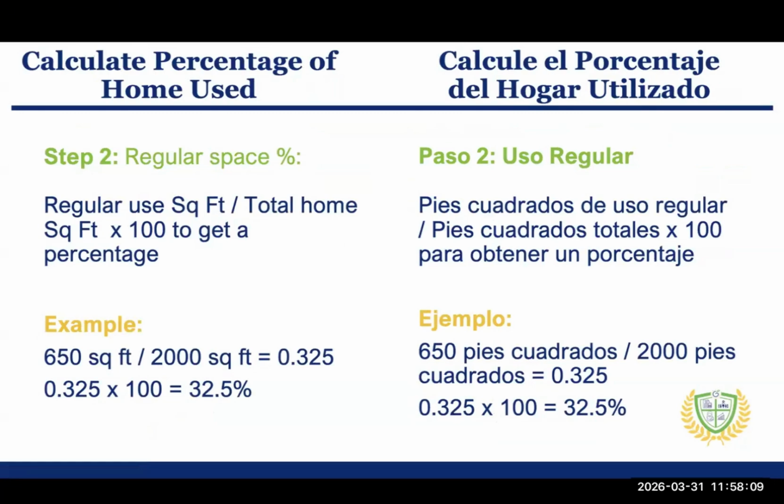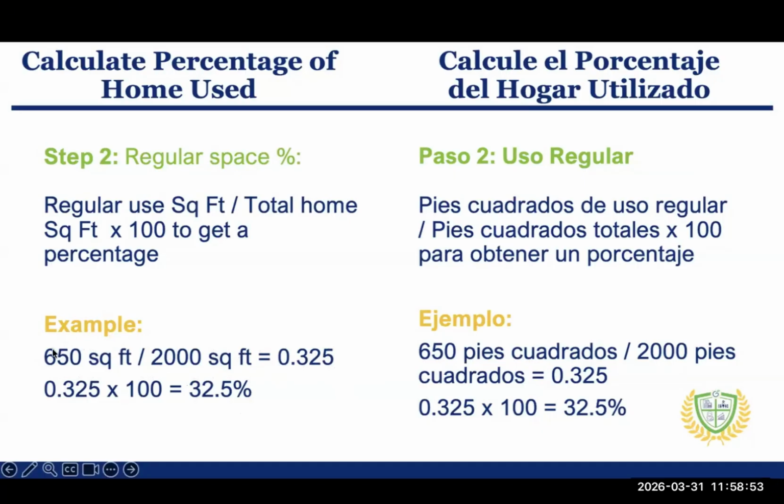Step two, we want to calculate the percentage of home use. So let's say our home is 2,000 square feet total. So we divide that 650 by 2,000, and we get 0.325. If you want to get a percentage, we have to multiply by 100. So that's about 32.5%.